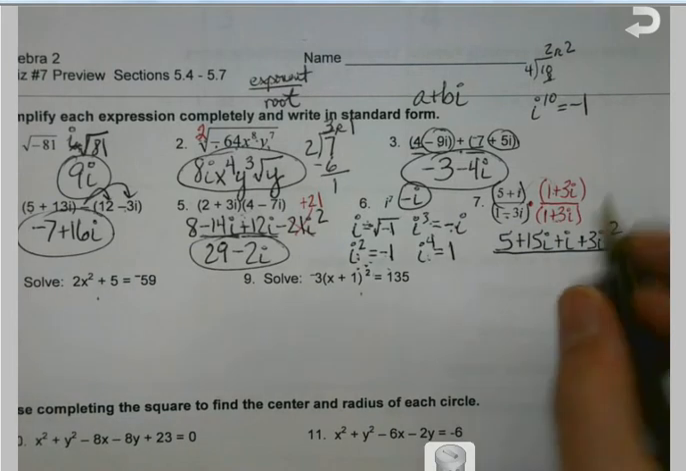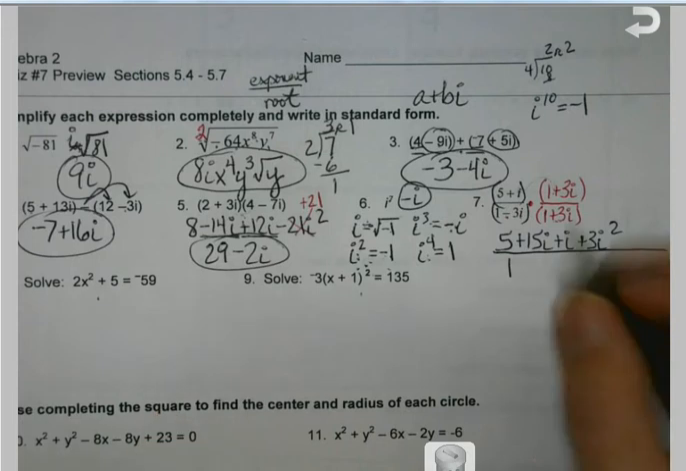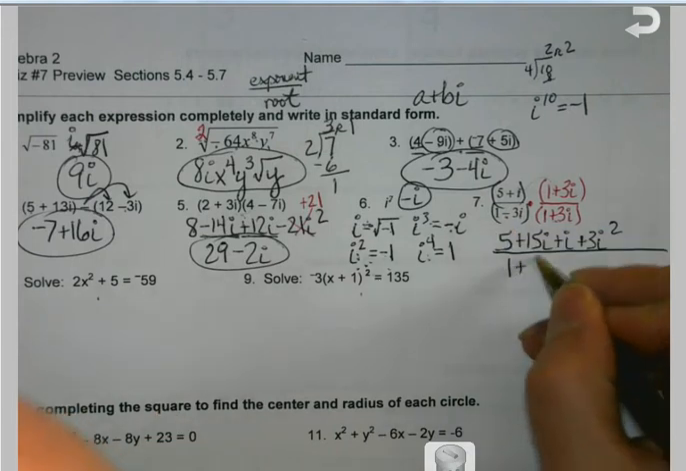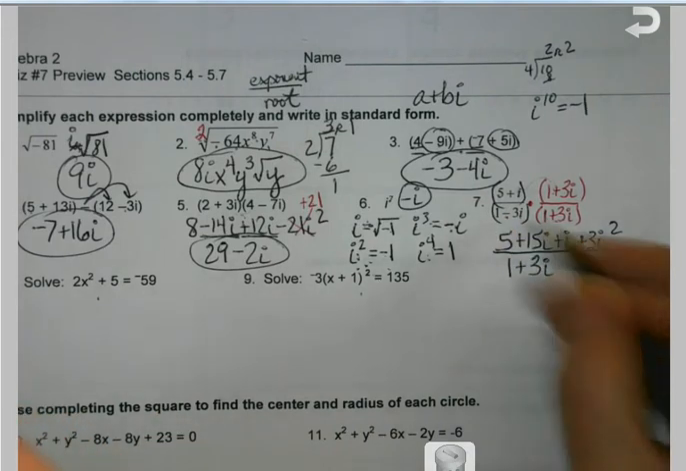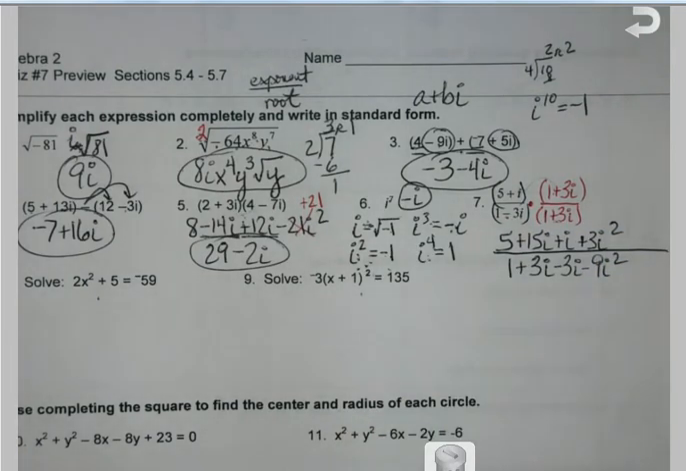Then to the denominator, my first is 1. And I start to remember that my O and I are going to cancel, but in case I forget, I'll go ahead and multiply it out. Plus 3i minus 3i minus 9i squared.